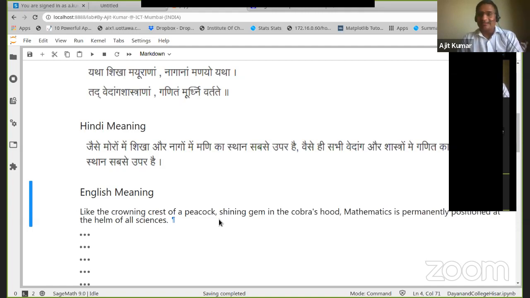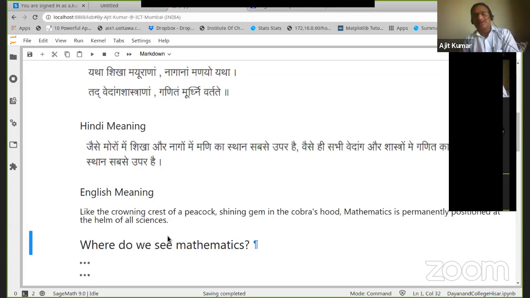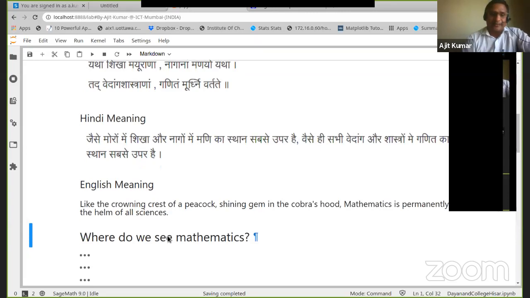So in India, not just now, but for thousands of years, mathematics has been regarded very, very highly. In fact, I have grown up in villages, and people used to say, if you are good in mathematics, you can do any subject. I don't know whether that is still true, but this is what we used to think.